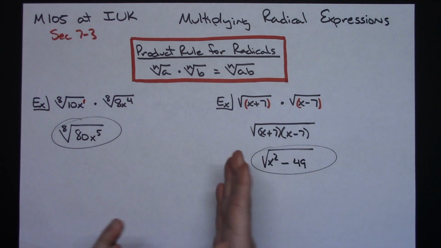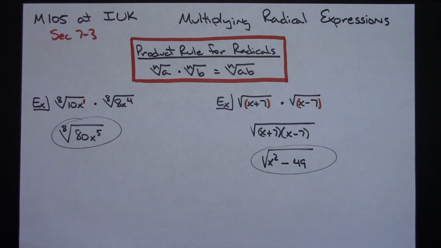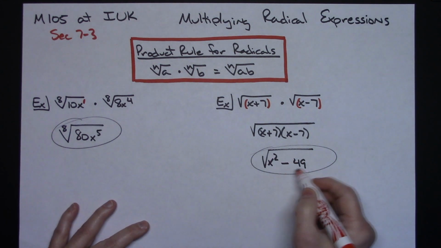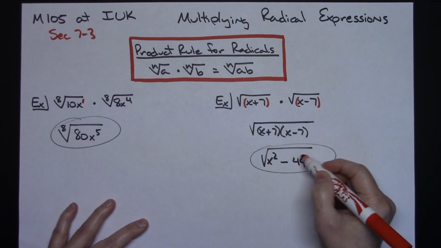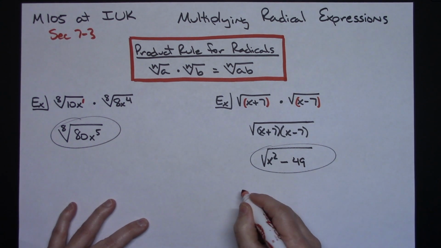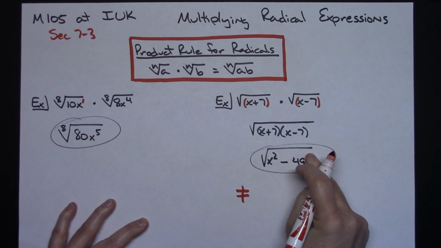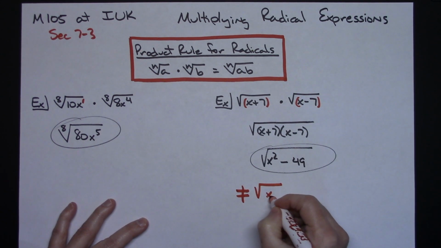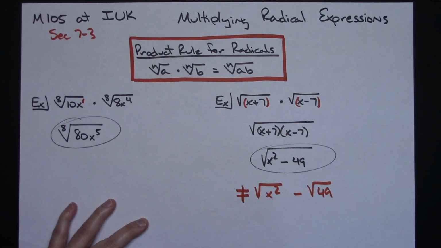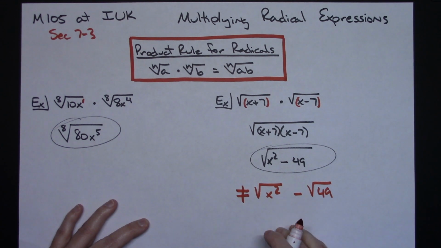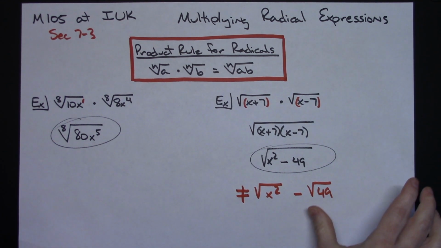If you remember what we talked about in section 7.1 as well as 7.2, some people are going to look at this and go, oh, I can take the square root of x squared, I can take the square root of 49. However, that is not the case. This is not equal to the square root of x squared minus the square root of 49. Even though those two things are perfect squares, you cannot do that. If you don't remember that, refer back to your notes from sections 7-1 and 7-2.